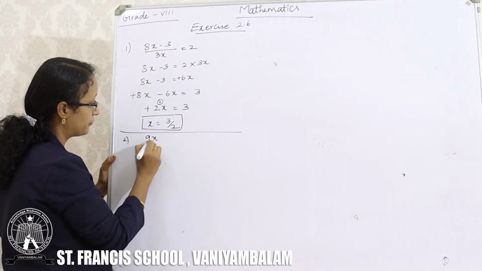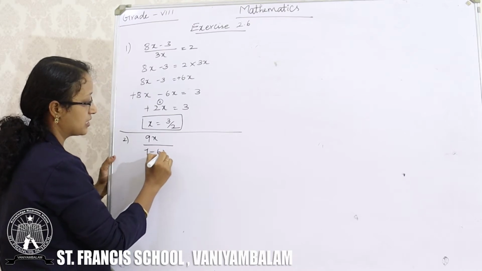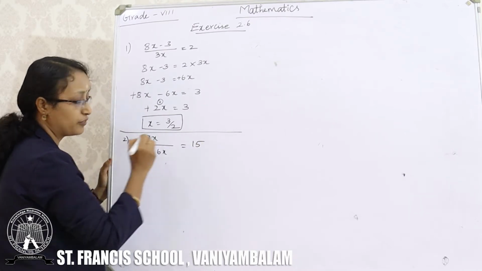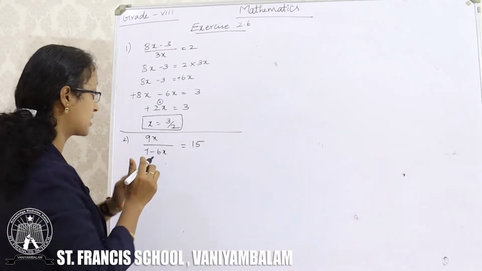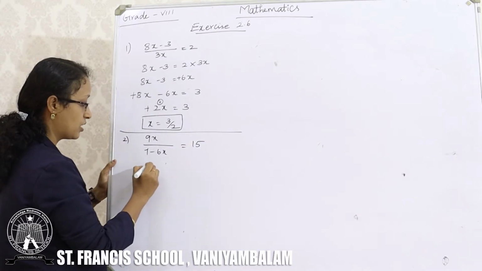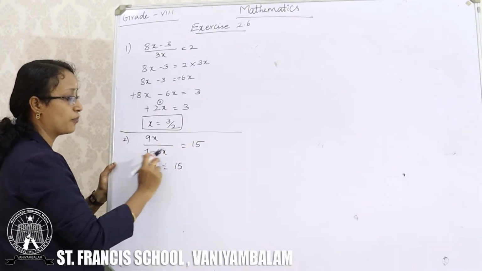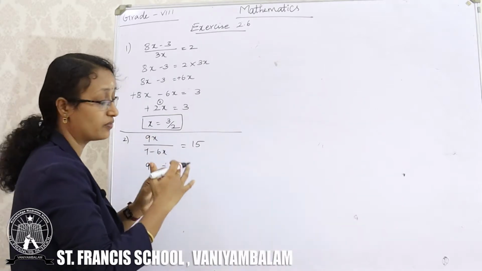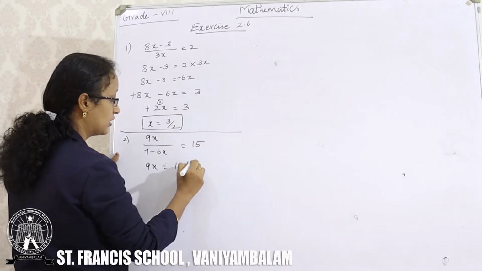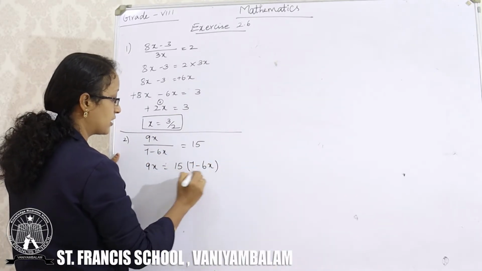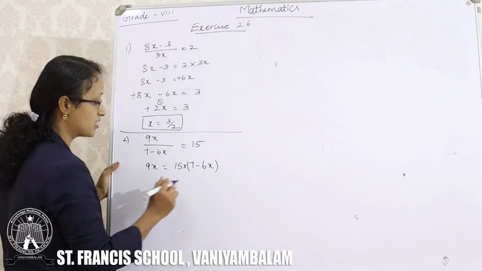9x by 7 minus 6x is equal to 15. So 9x is equal to 15. This is in the denominator, that is, in division. When it goes to the right hand side, it becomes multiplication. 15 into 7 minus 6x.